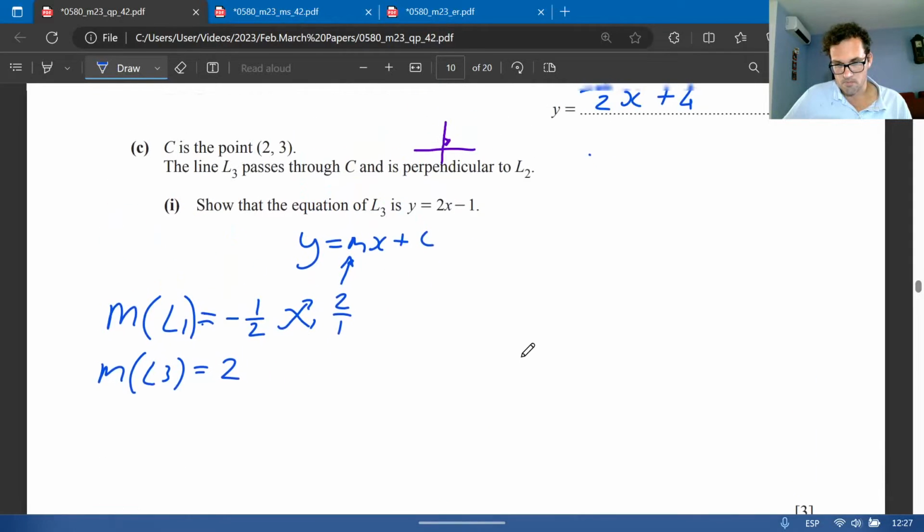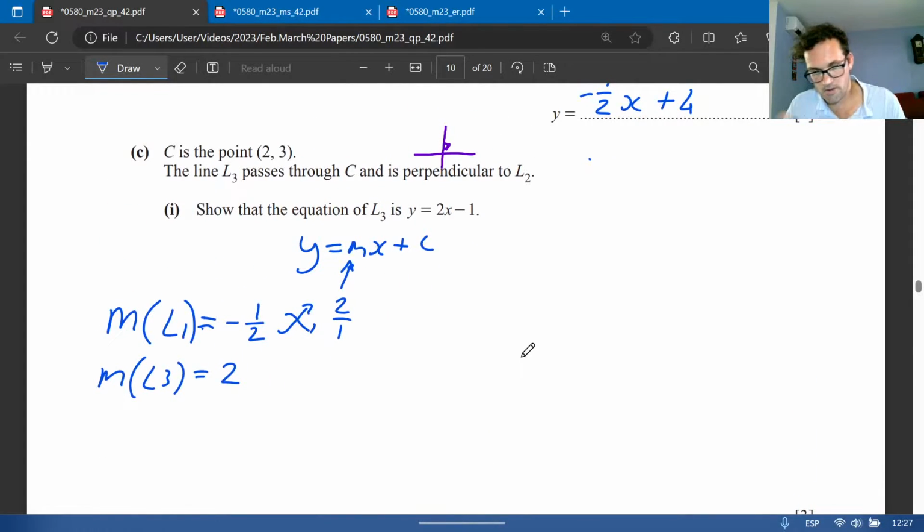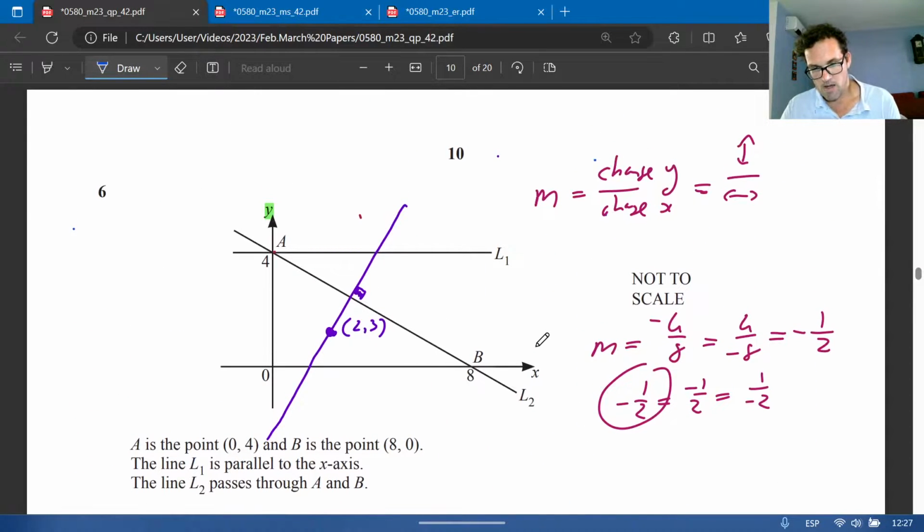Okay, so that's how we now know that the equation of the line 3 has got a gradient of 2. So we can already write, line 3 is going to have y equals 2x. What we need to find now is the y-intercept, okay? So on my badly drawn, not to scale graph here, where does this line cross the y-axis?